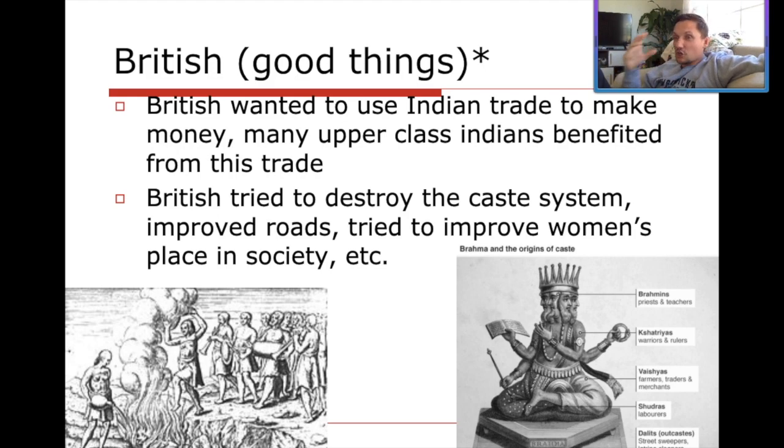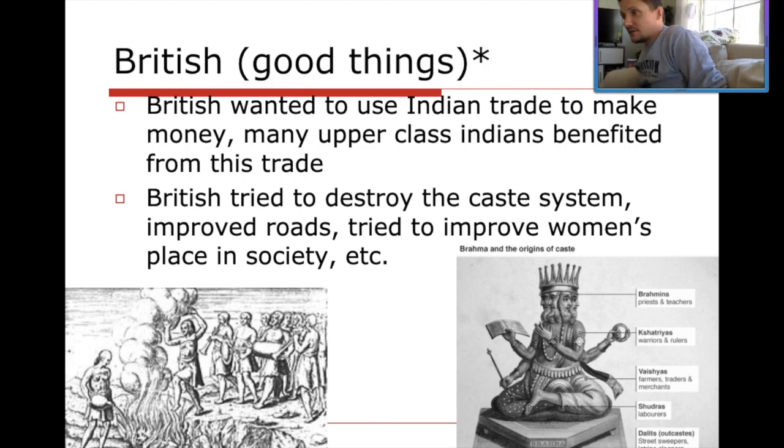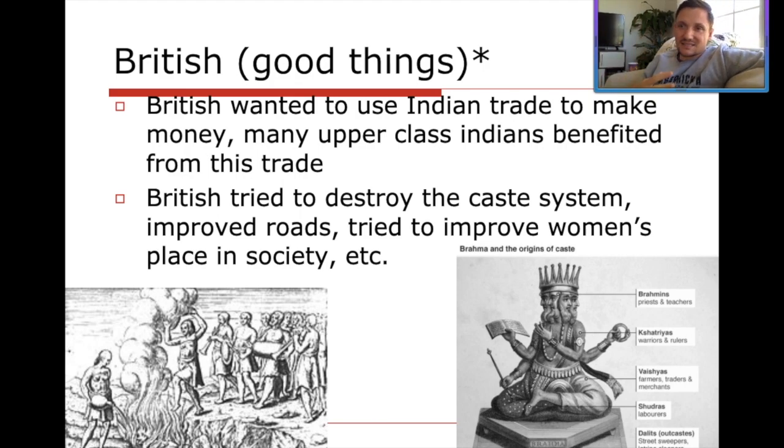Now, the good things that British people brought with them, let's not pretend that some positive things did not happen when the British went to rule over parts of India, because they did. They're kind of masked in negative, though. So the British wanted to use Indian trade to make money for themselves. Now, in the process, they're going to end up making money for upper-class Indians as well, and there's going to be the growth of this new Indian middle class that never actually existed before the British ever got there.